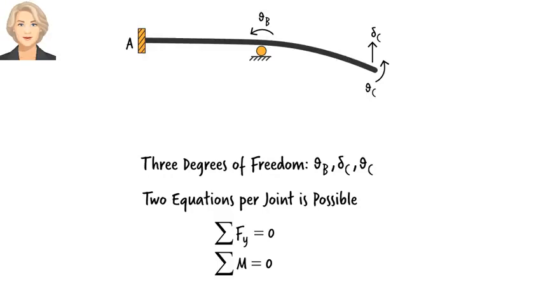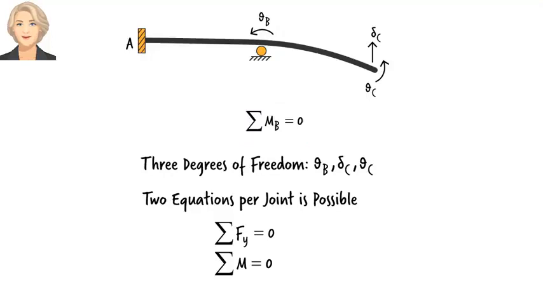Which ones do we need to use? Simple. We use the equations associated with the degrees of freedom of the beam. Here, rotation at joint B is one of the degrees of freedom. So, we use the moment equilibrium equation at B, since bending moment and joint rotation go hand in hand, they are cause and effect.